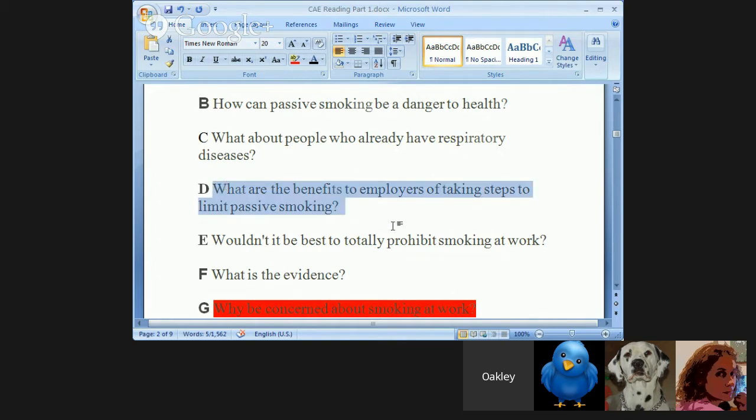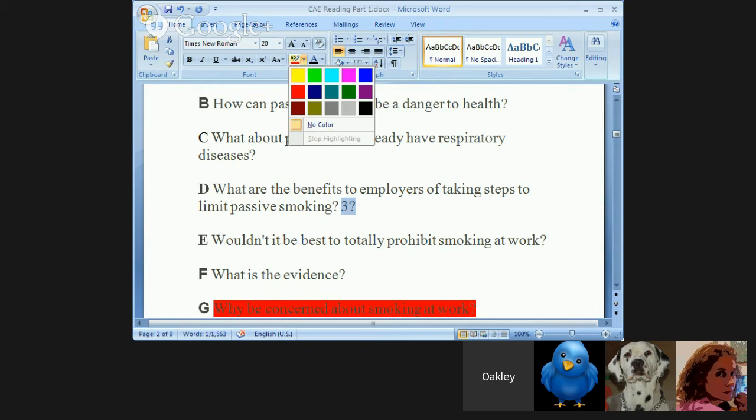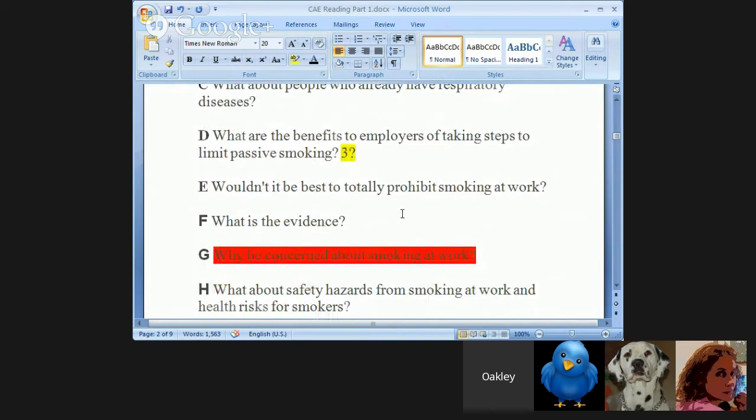Benefits to employees? Okay, well, this is paragraph 3. I'll give you a question mark there. But none of the rest of the headings match better than this, so I will put a question mark and go with it. Okay.